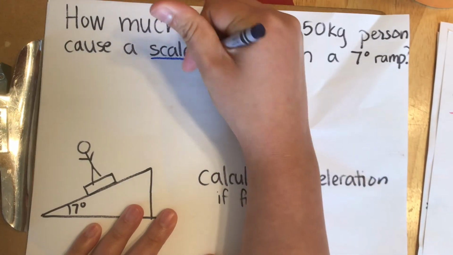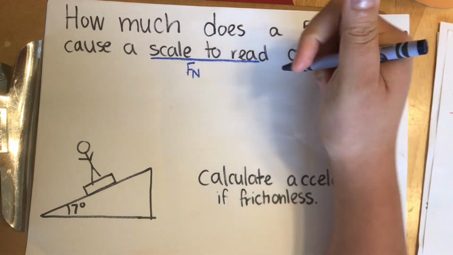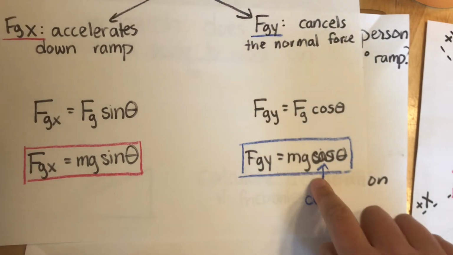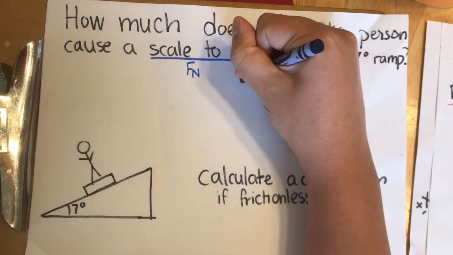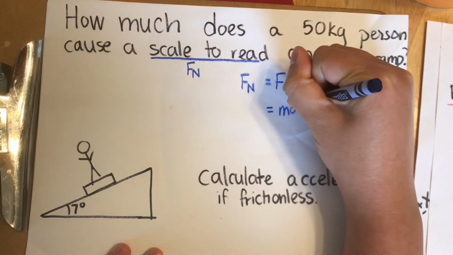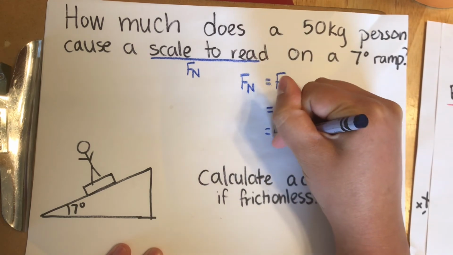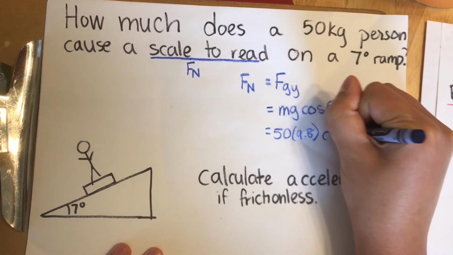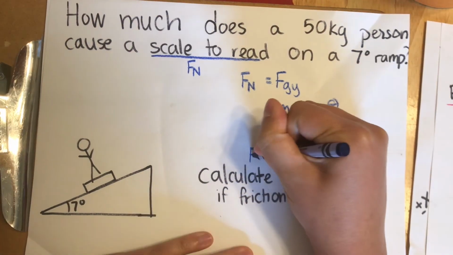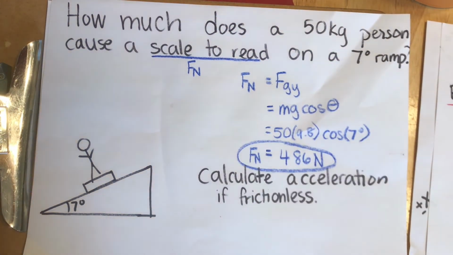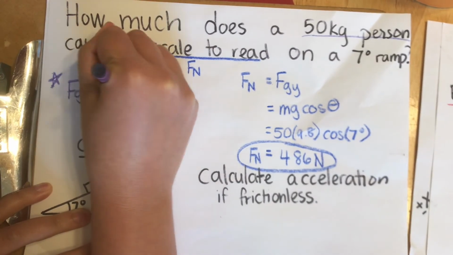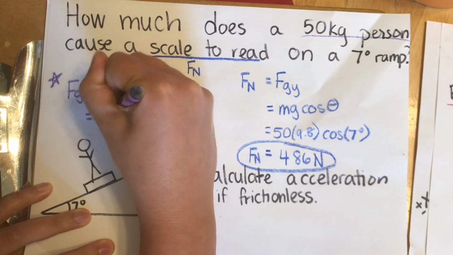So if you're asked a question like this one, how much does a 50-kilogram person cause a scale to read? I'm thinking to myself, that's the normal force. So I'm going to use the FGY equation to determine that. FGY is going to be equal to the normal force. So that's mg cosine of 7 degrees. So I'm putting in 50 kilograms, g is 9.8, cosine 7 degrees. And this gets me a normal force of 486 newtons. Now, comparatively, a 50-kilogram person would have 490 newtons of weight.